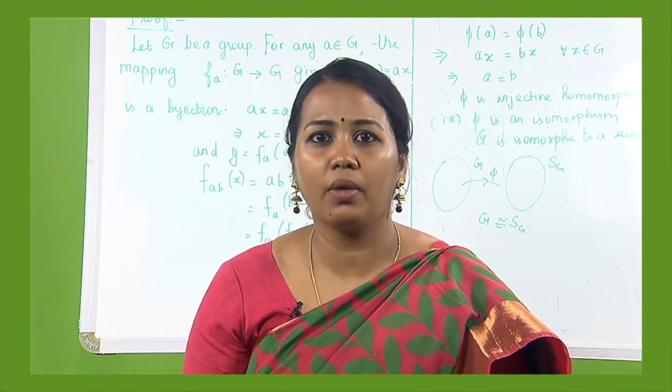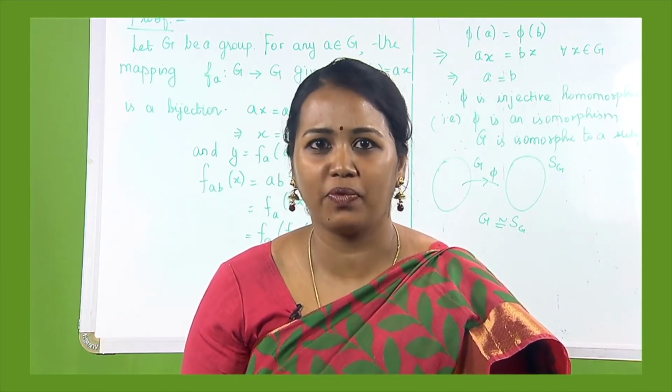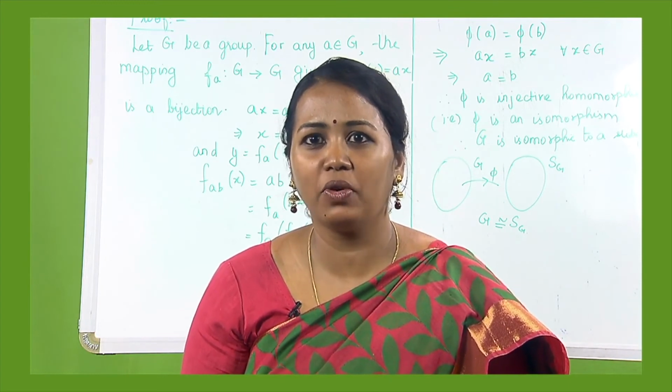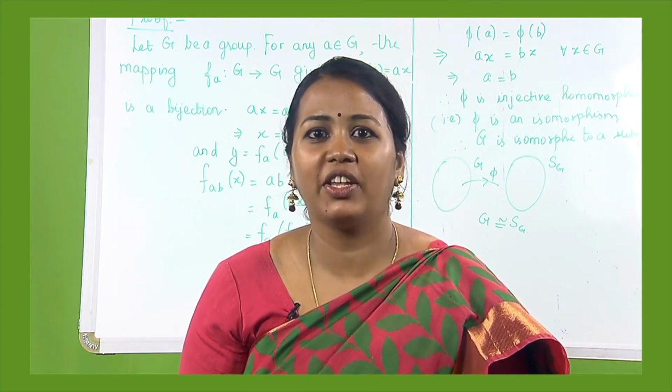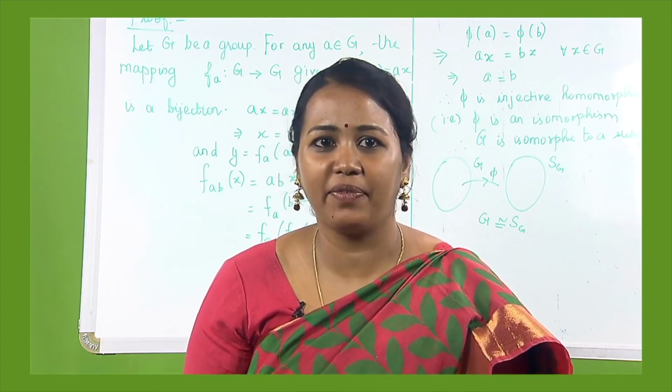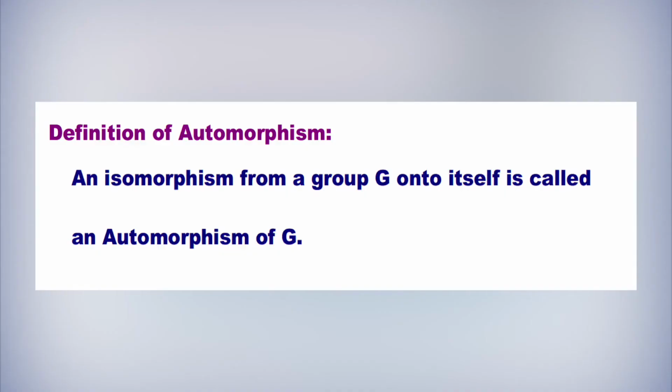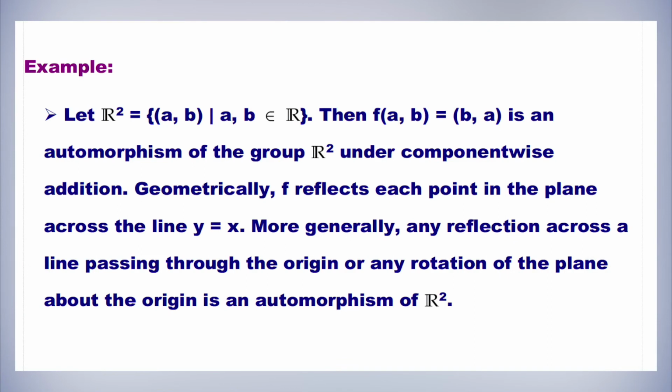Until now, we saw about homomorphism and isomorphism, but there is also one more morphism, which is the automorphism. Let us see the definition now. The definition of automorphism: an isomorphism from a group G onto itself is called an automorphism of G. Let us see some examples of automorphism.